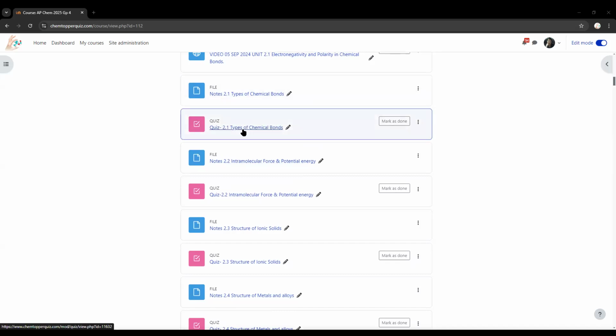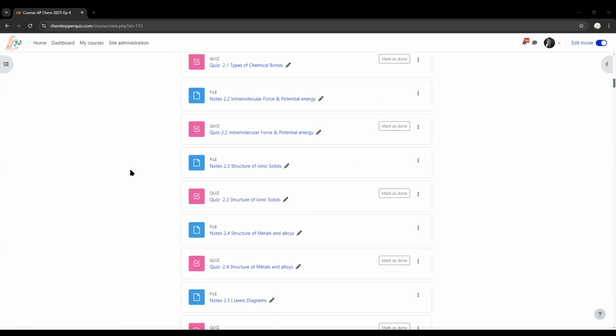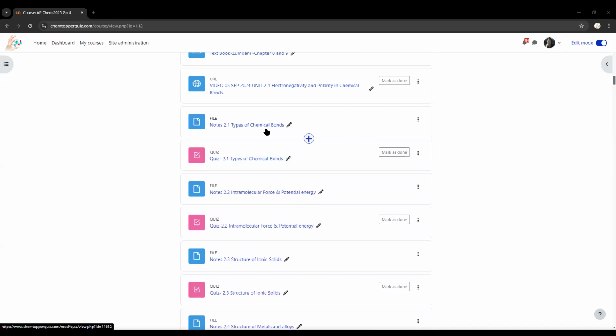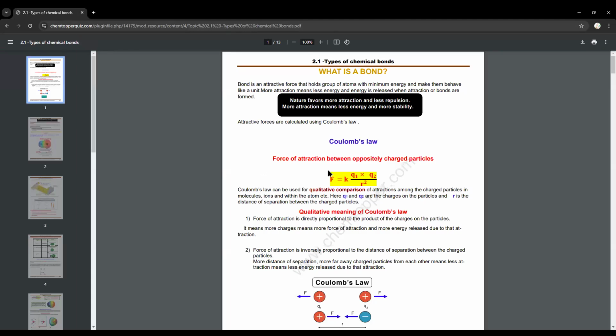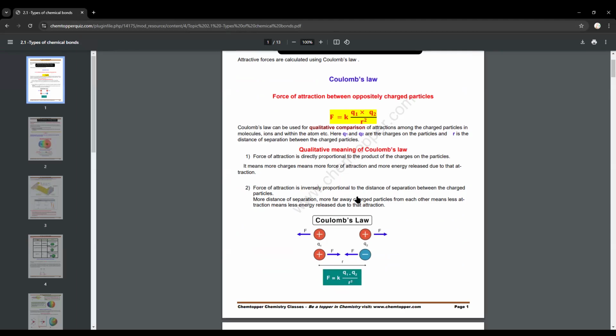Like you can do this, types of chemical bonds. This we did in the last class, if you remember. The red ones are the quizzes. These are the notes. You can read them. This is the Coulomb's law, which I was telling you.